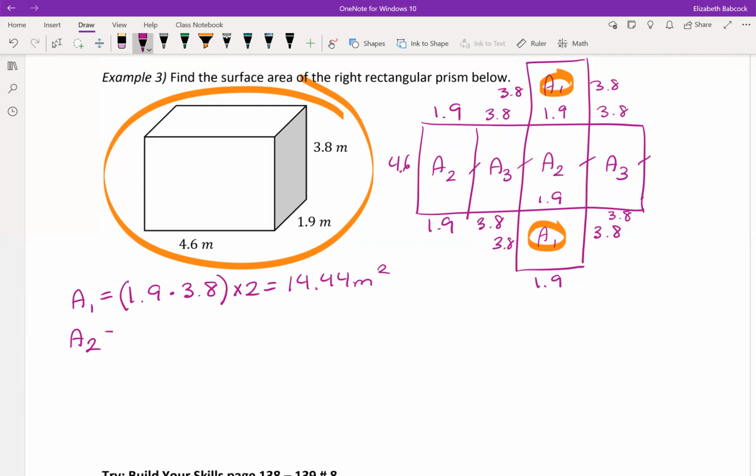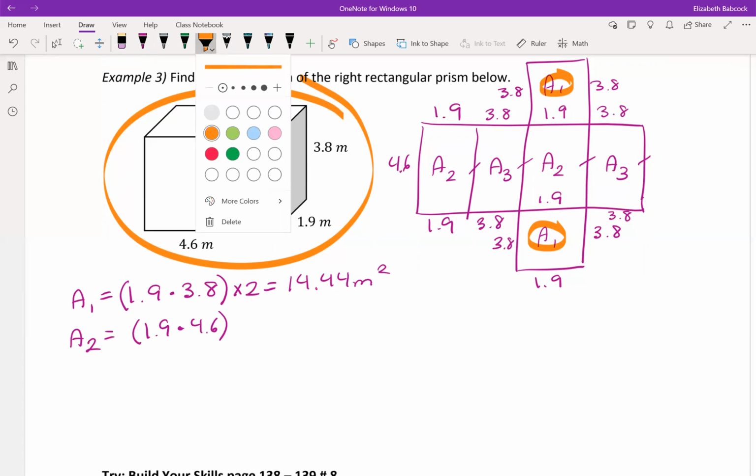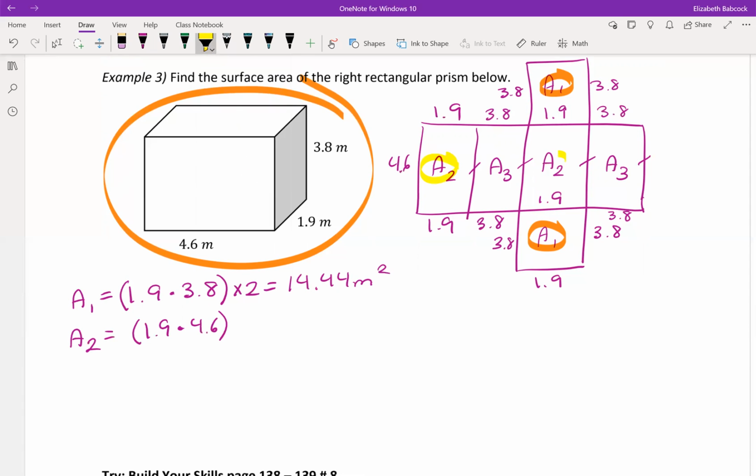Area 2, we have 1.9 times 4.6, and once again we have 2 sides that are that size, so times by 2. And we get an answer of 17.48 meters squared. Area 3, we have our 2 ones that are left, so 3.8 and 4.6. And once again, we have 2 sides that are like that, and we end up with 34.96 meters squared.